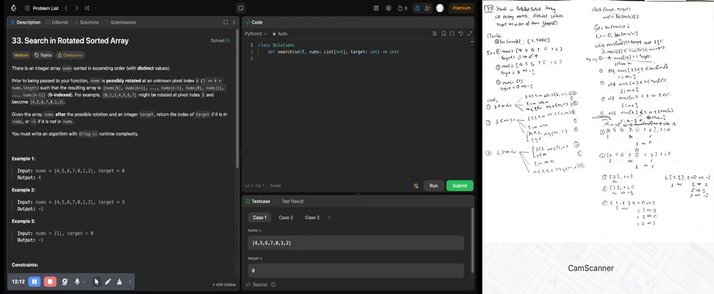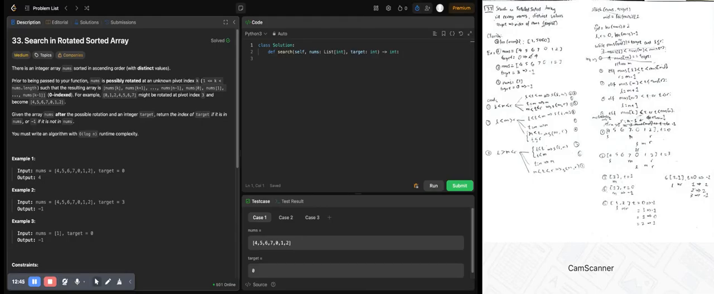Then we consider whether it is between the left or right. The left to mid or the mid to right. Okay. Or we could also return n if it matches the value.